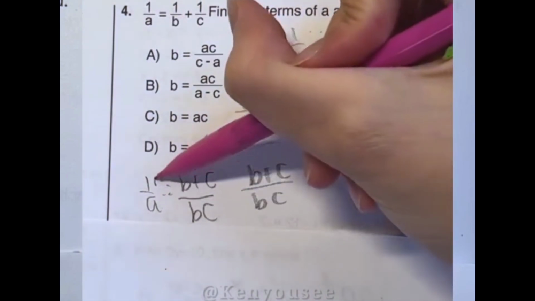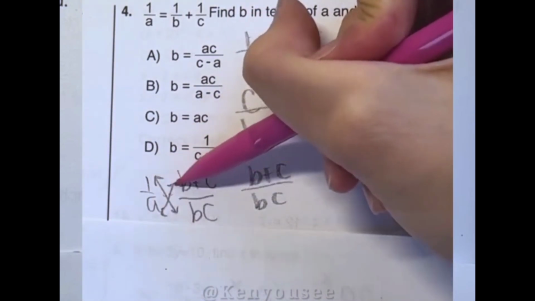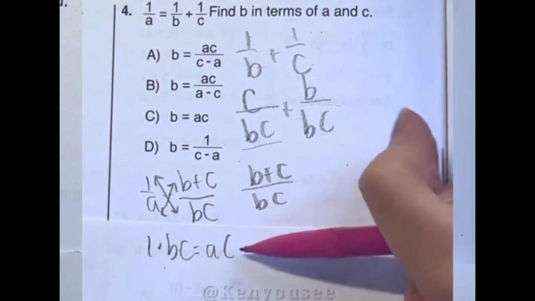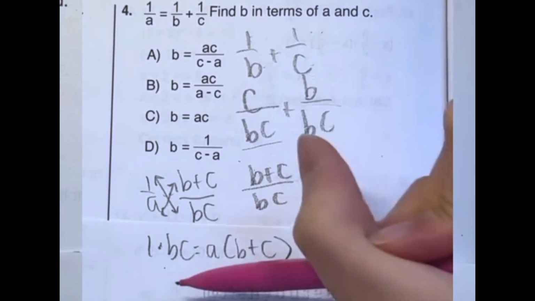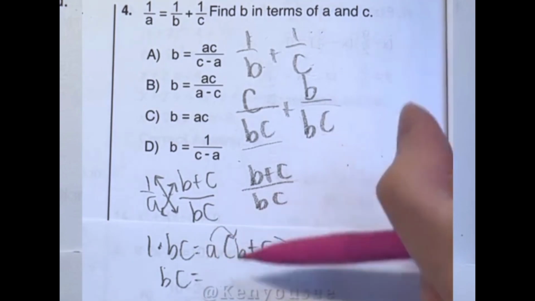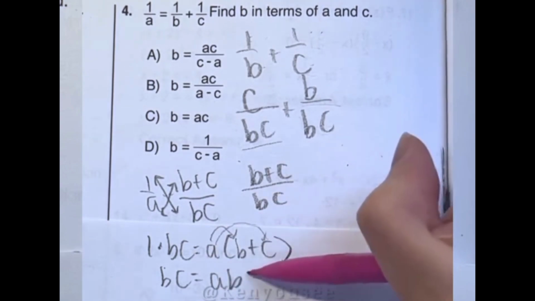And the question is asking for b, so we just have to isolate b. I'm going to cross multiply because this is basically a proportion. It's going to be 1 times bc is equal to a times b plus c. And then that simplifies to bc is equal to, so I distribute this, a times b is ab, and then a times c is ac.